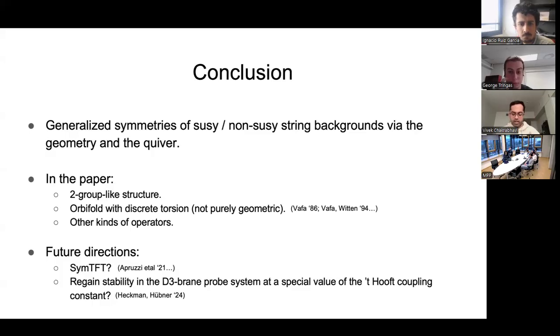One is we might ask, what is the SymTFT associated to all of these symmetries that we just found? And the other is a little bit on a different track. It's been shown that the D3 brane probe system engineers some theories that are unstable for both very small string coupling constant and for very large string coupling constant. But recently it was conjectured that there may be some intermediate value where you regain some stability. So it'd be interesting to see if that is indeed the case and also what that special value of the coupling constant is. So that's what I have to say today.